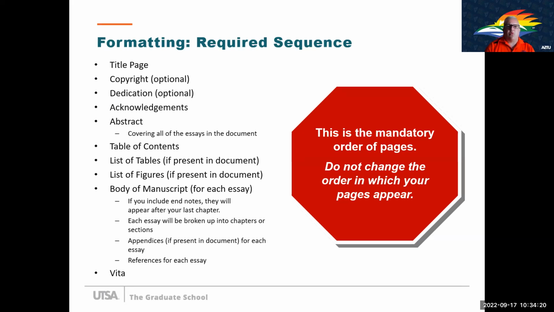The abstract would cover all of the essays in the document. Then the table of contents, which is pretty much formatted similarly, only the difference is instead of chapters, you have essays, and then possibly sub-chapters under the essays. Then list of tables, list of figures, if they're present in the document, body of manuscript for each essay, and then your vita.